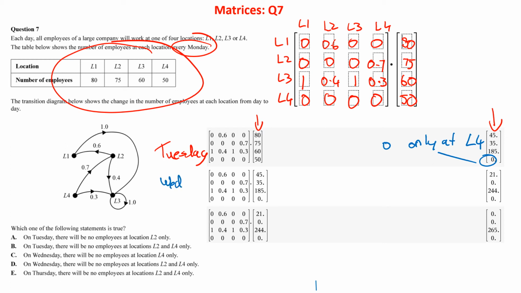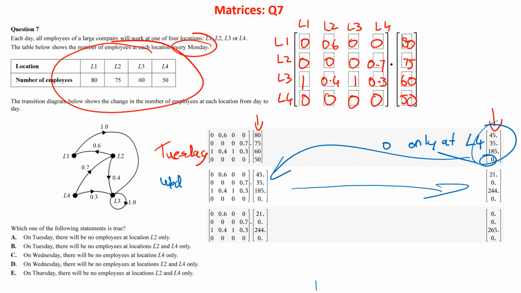All right. Wednesday, what I've done is I've taken this value here and put it there because that's what I'm going to move to next. And then from that, I get this value here. So that's my Wednesday values. And what I see here is 0 at L2 and L4. So if I look at my options on Wednesday, there will be no employees, so it can't be that. On Wednesday, so I've crossed out those two. On Wednesday, there will be no employees for locations 2 and 4 only. So I would be going with that as my answer there.